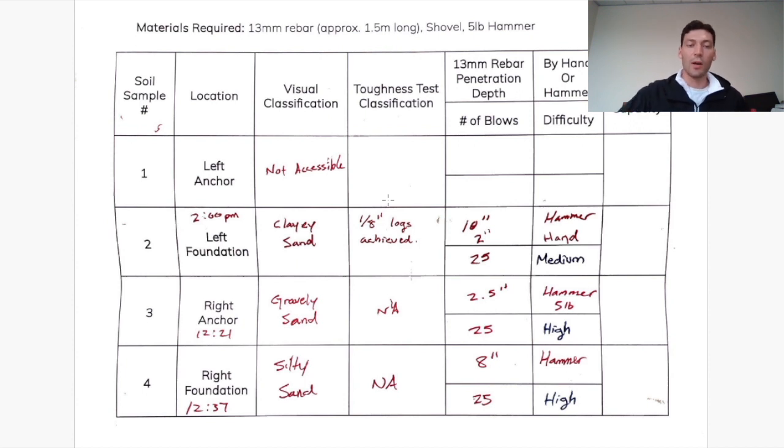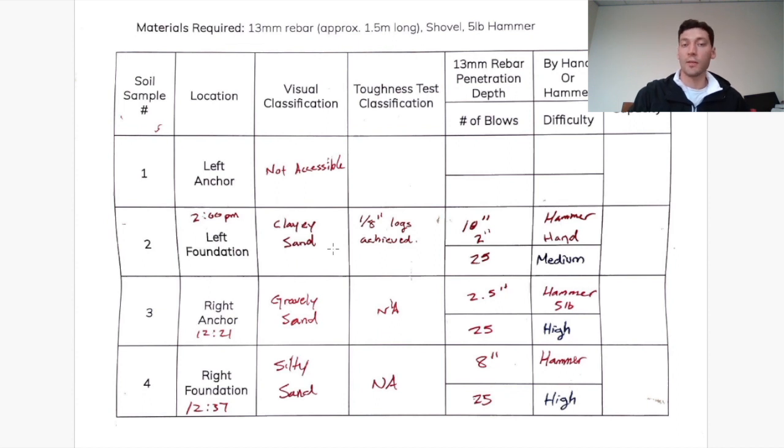So you'll notice for soil sample number 2 here, we classified visually as clayey sand. Now, the first term in the classification represents the minority component of that soil. So there was a little bit of clay in the soil. The second term in the visual classification represents the majority of the soil composition.